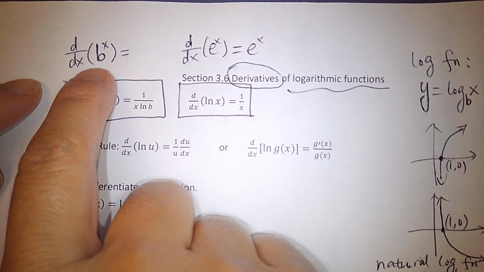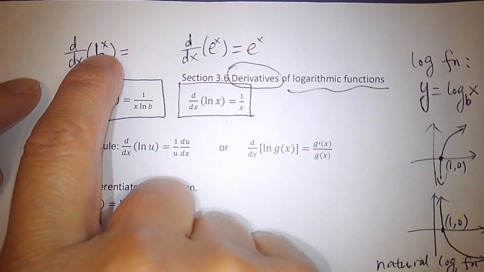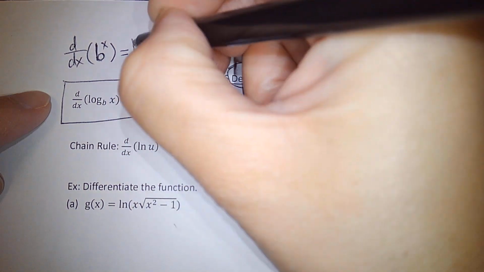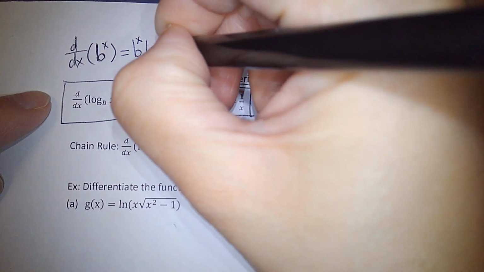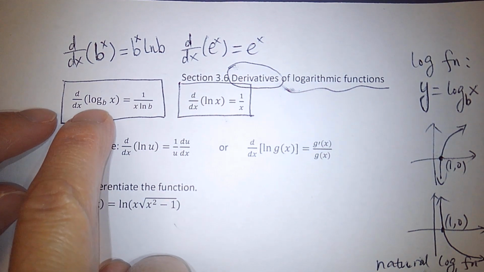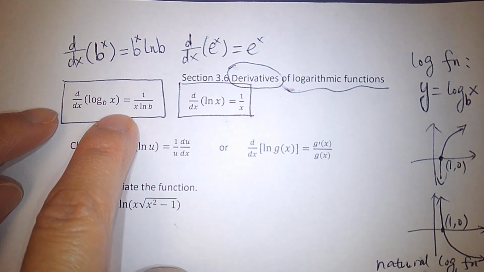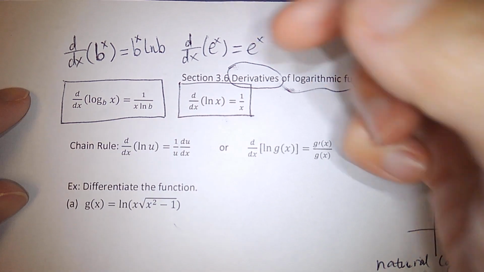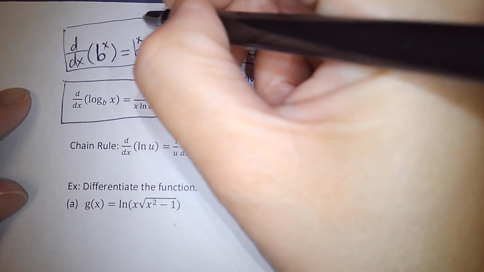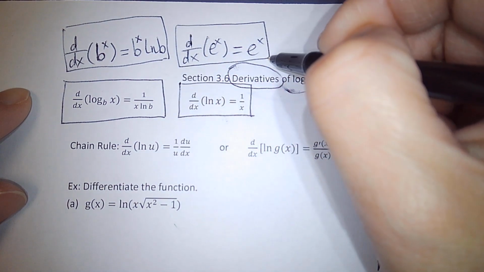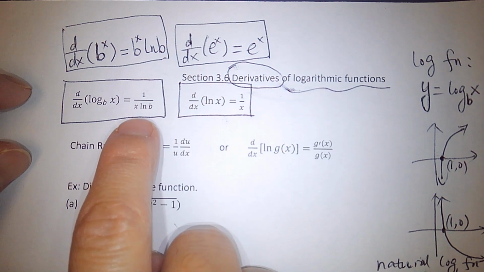So the derivative of b to the x, okay? b to the x equals what? b to the x times by what? ln b. Okay? You see, the derivative for the log function is 1 over x times ln b. So this is the formula for the exponential function, for the natural exponential function.